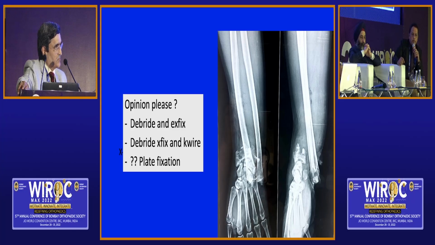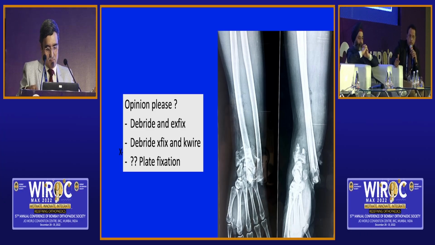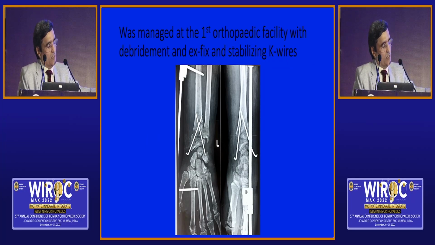I would not put any kind of even K-wires for this. I'll just hold on initially with the debridement and maybe an external fixator based on all those three things which I told you, which is the skin, the neurovascular status, and the amount of contamination. Yeah, very well pointed out. A good debridement and holding with the X-fix. So this patient was managed at the primary center with debridement, external fixator, and cross pins to hold the fragments, multiple fragments in situ. Any opinions now?